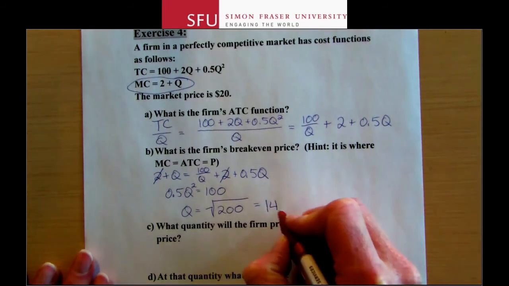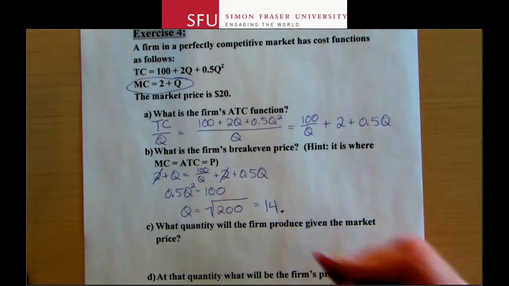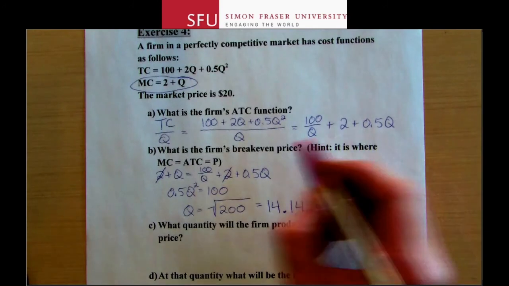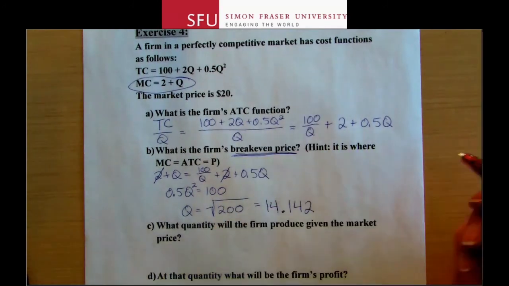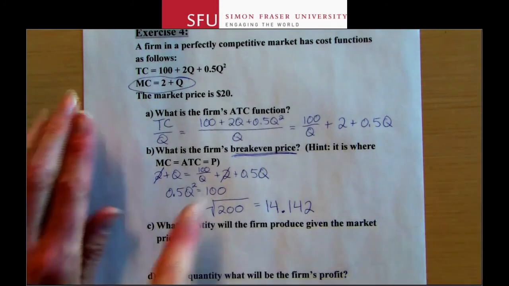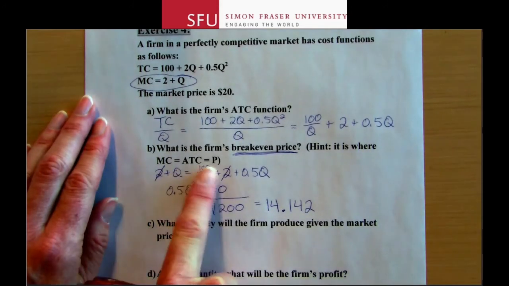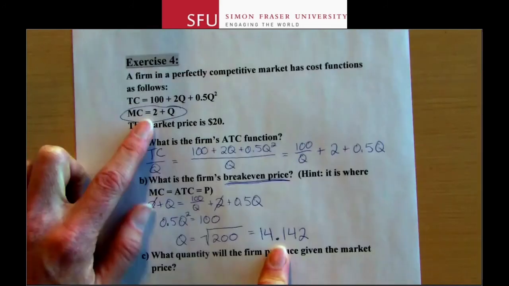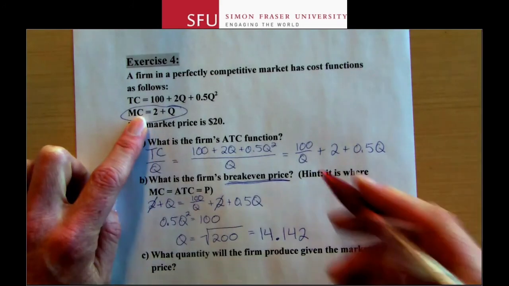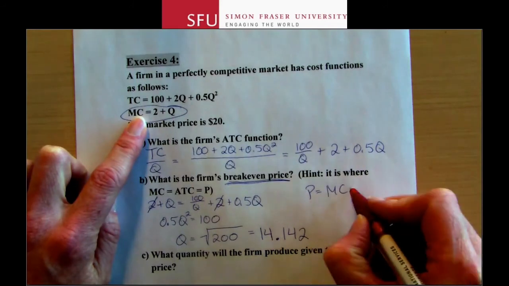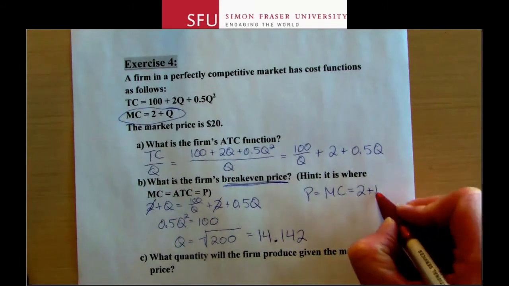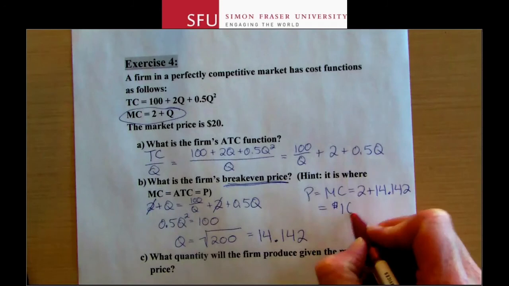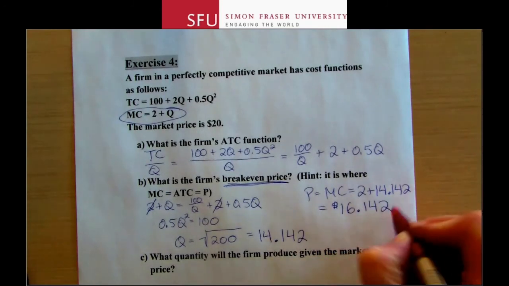So 14 point, and I'll keep 3 decimal places here because we're not done the calculation yet. This is Q, but the question is asking for the break-even price. So now we need the price. And the price is equal to MC is equal to ATC. So what we do is we just plug this back into any of the functions, MC or ATC. And MC is an easy function, so we'll do that. So the price equals MC equals 2 plus the quantity that we just calculated. So 16.142. Okay.